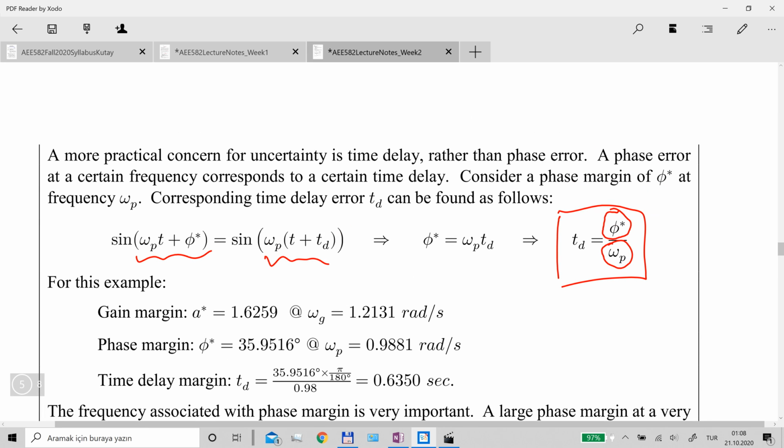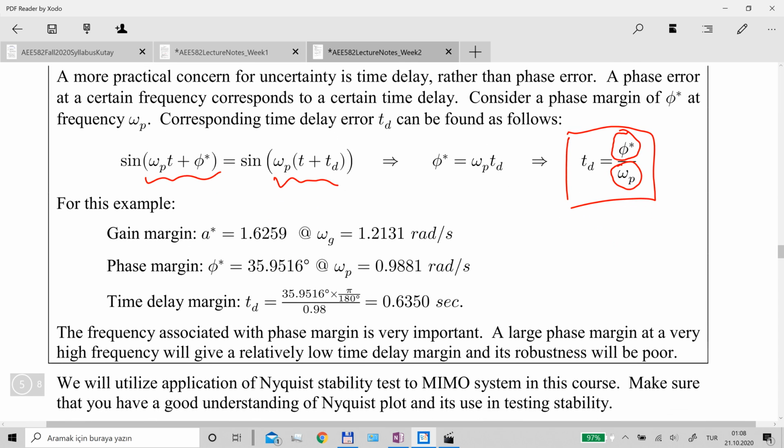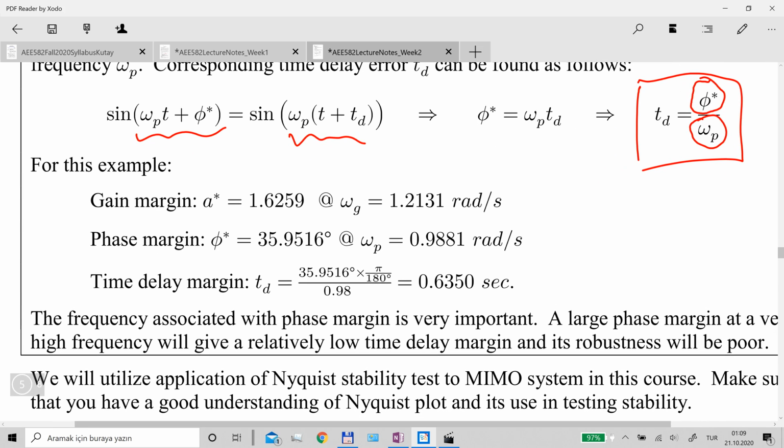Let's take a look at this particular example, and these are the numbers. The gain margin is 1.6259, and the corresponding frequency is what you see here. The phase margin is about 36 degrees at 0.9881 radians per second. Using these numbers, we get the time delay margin to be 0.6350 seconds.